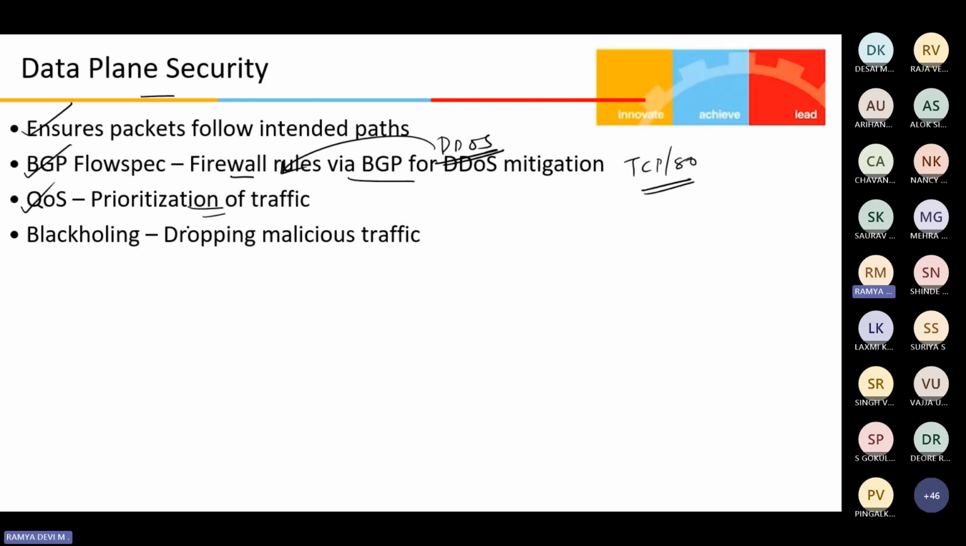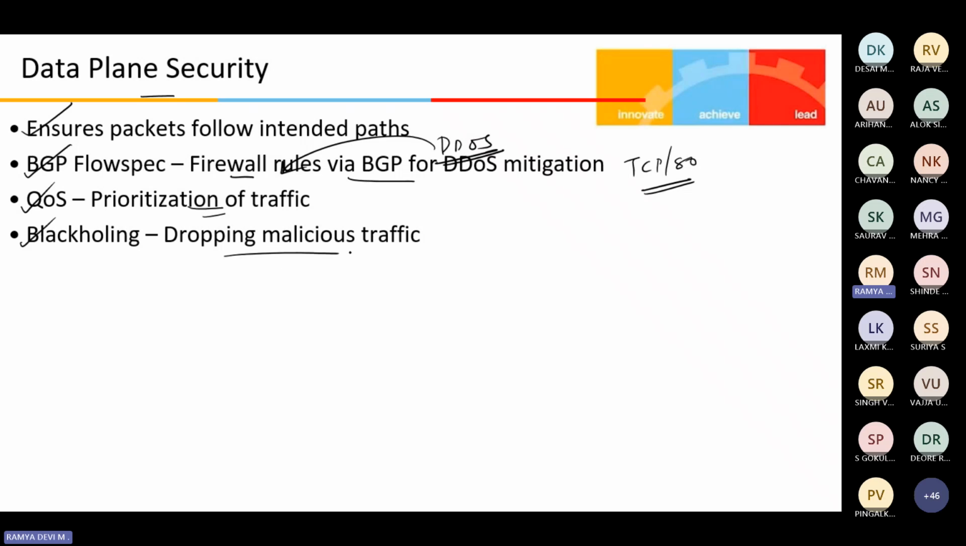So say, for example, if I'm taking voice packets, voice packets will get the low latency. Large file downloads may be rate limited, right? So the prioritization can be given based upon the traffic. Okay. And the fourth one is black holing.